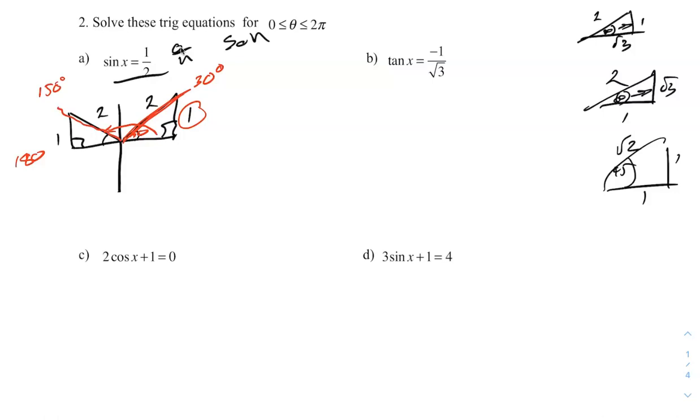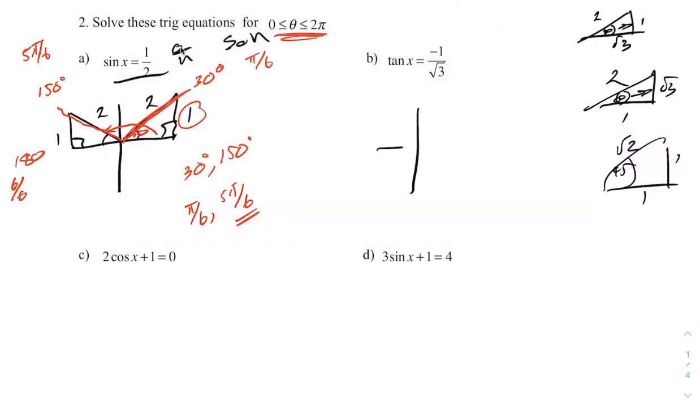Or if we want radians, 30 degrees is pi over 6. This would be 6 pi over 6. So 1 less would be 5 pi over 6. So any way you want to answer it: 30 degrees, 150 degrees. Or if I want to do radians, it would be pi over 6 and then 5 pi over 6. Next one.